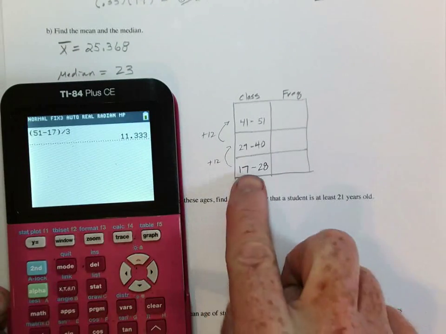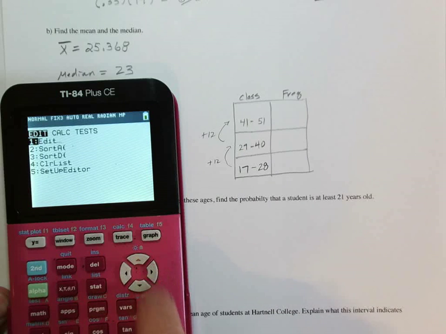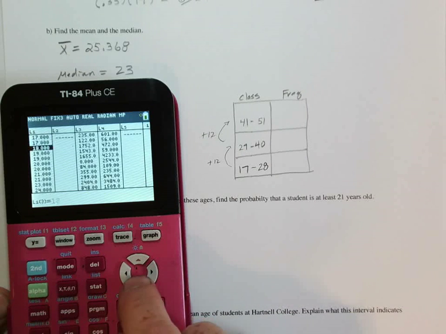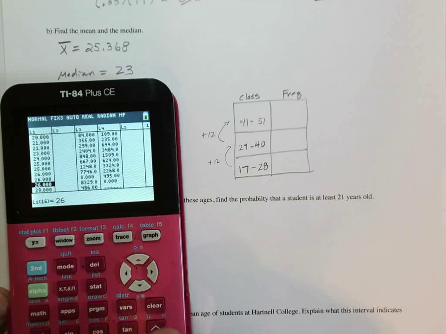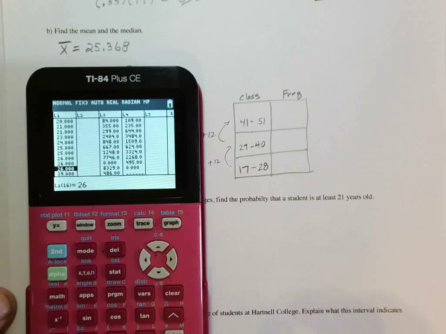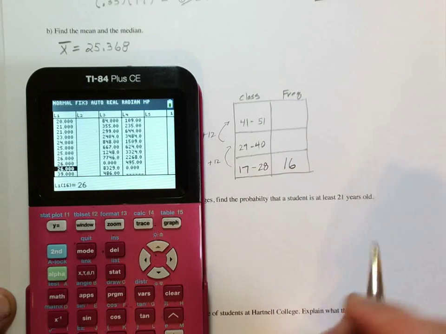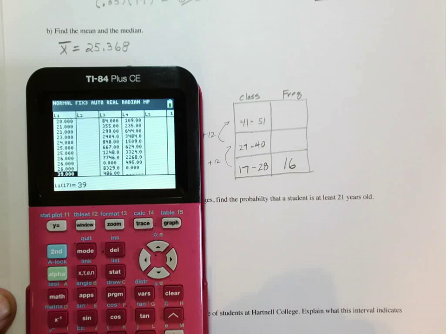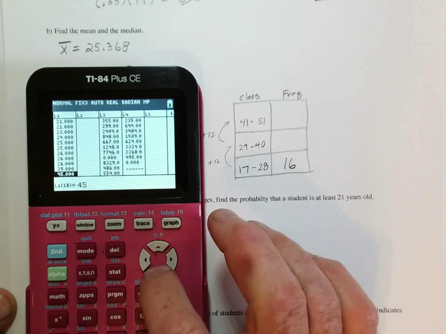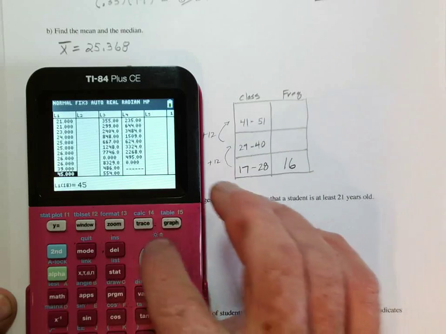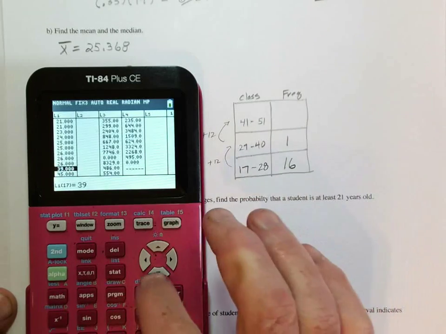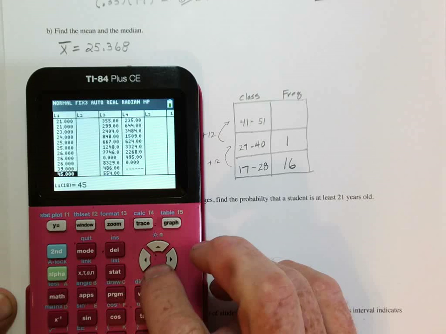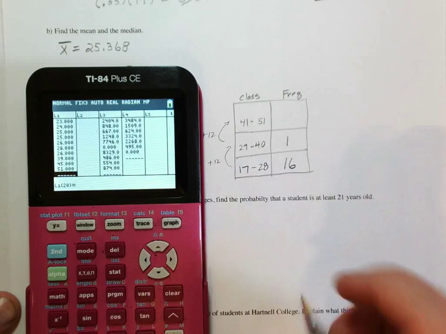So count how many people are 17 to 28. You look at the list, they're already in order, so 17 to 28 would be all of these people up to that person right there, that 26-year-old. And that is 16 people. Next, for the people that are 29 to 40, so this is one person. That's it, just that one person. And then the people in their 40s up to 51. So that would be this person, 1, 2, that's it.